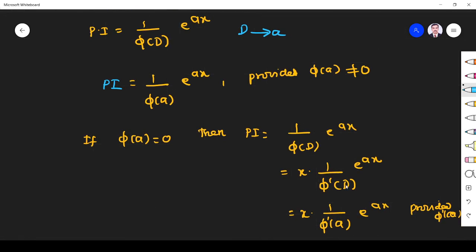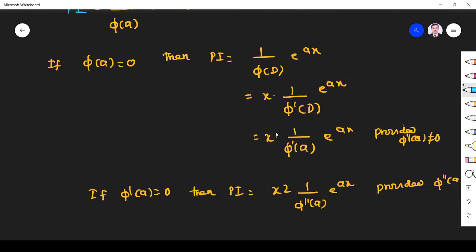Then the denominator will become 1 by φ'(D). So differentiate the denominator also, φ'(D). Otherwise, you simply replace, differentiate only the denominator, and multiply by x, e power ax. So this is another format. Again replace D by a, provided φ'(a) is not equal to 0. This is the solution.